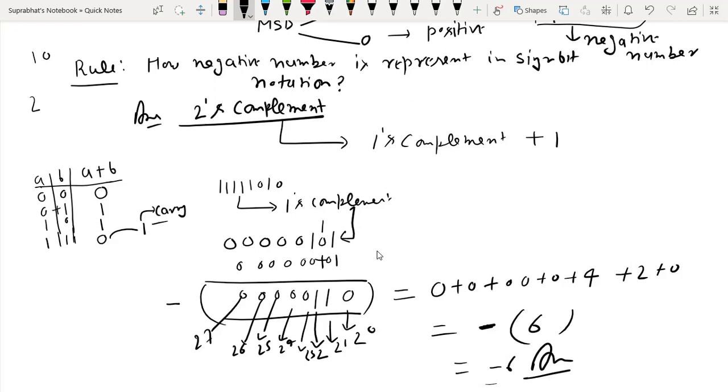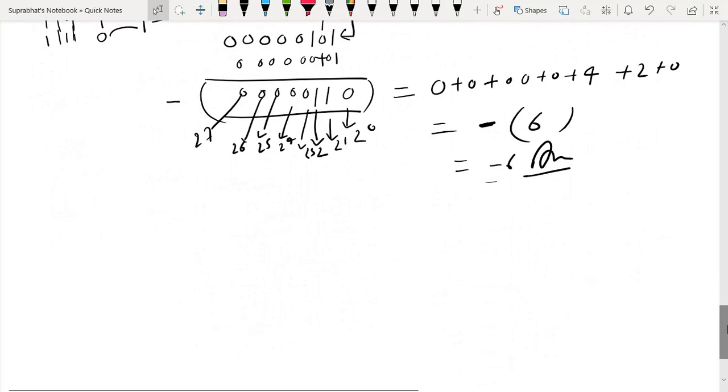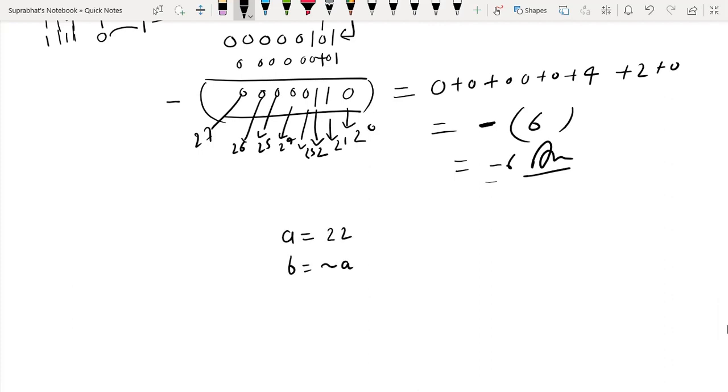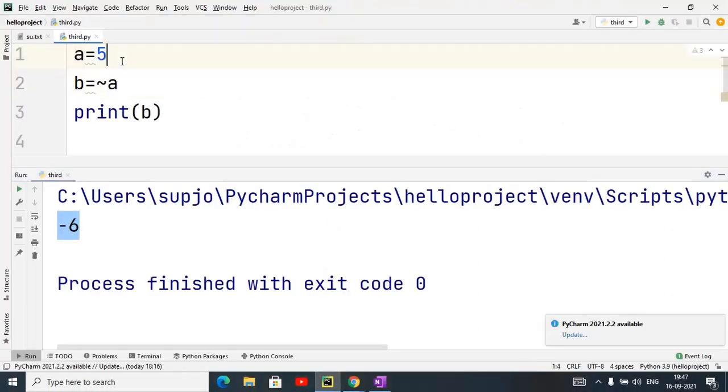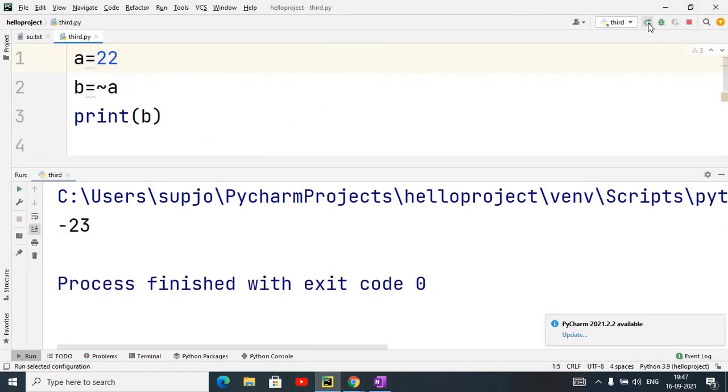So I will check. I am going to give you one question so that I will understand whether you are getting it or not. Simply I am giving you a equals to 22 and b equals to ~a, print b. I am executing this. Now you all will start your calculation. A equals to 22 and b equals to this is showing minus 23. The output is minus 23. So you all will solve it practically.